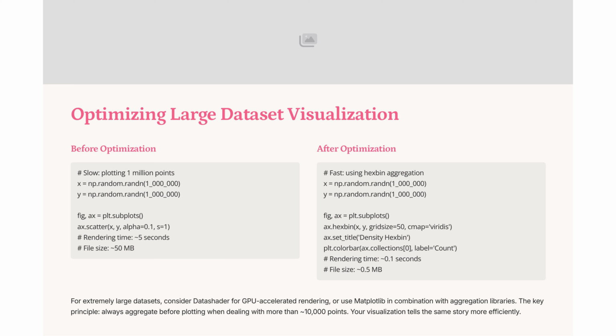Plotting 1 million points directly can be inefficient, taking approximately 5 seconds and producing a 50 megabyte file. Instead, use hexbin aggregation to reduce rendering time to approximately 0.1 seconds and file size to approximately 0.5 megabytes. For extremely large datasets, leverage Datashader for GPU acceleration or combine Matplotlib with aggregation libraries to maintain efficiency.